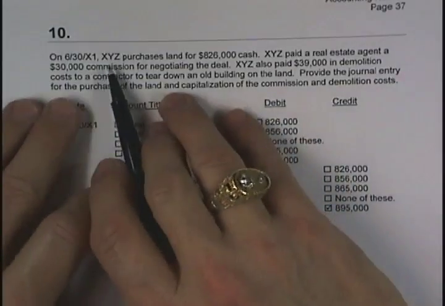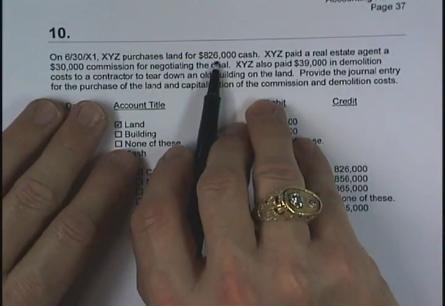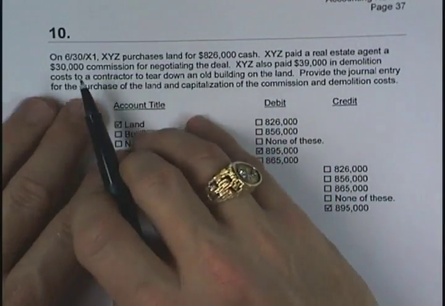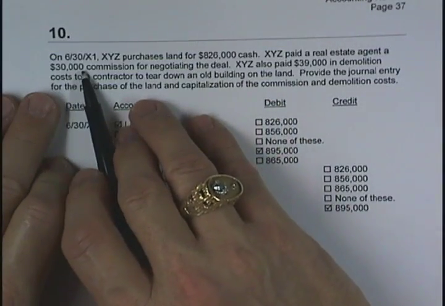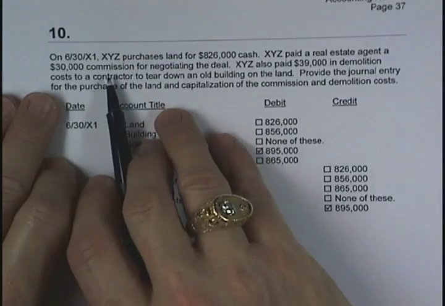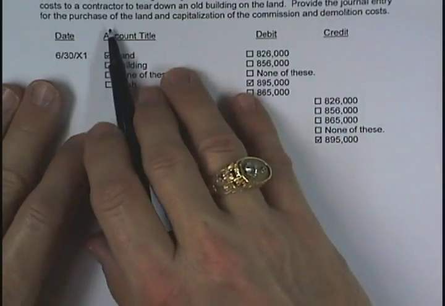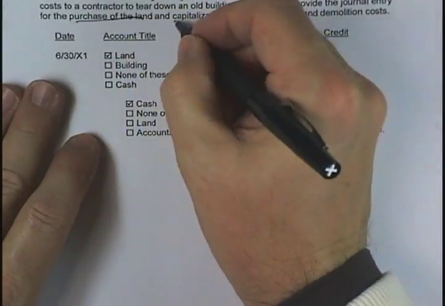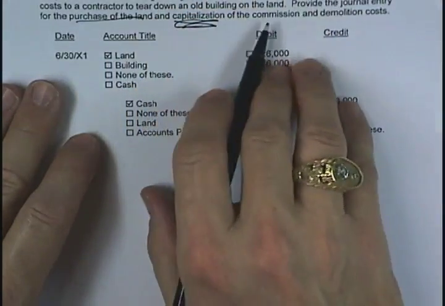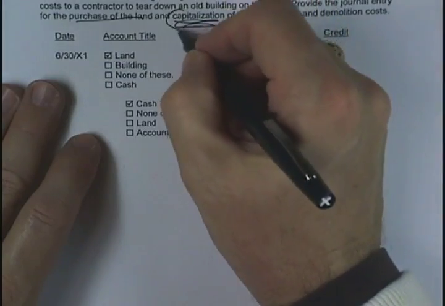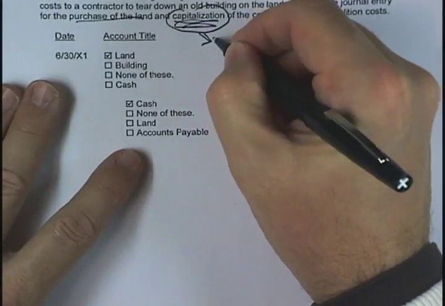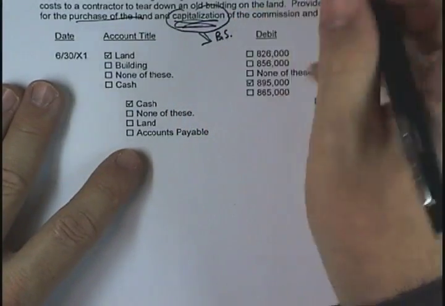Problem 10 says that XYZ purchased land for $826,000. It paid a real estate commission of $30,000 and paid $39,000 to demolish an old building on the land. We're supposed to record the entry for the purchase of the land and the capitalization of the commission and the demolition costs. Capitalization means you place an item on the balance sheet.